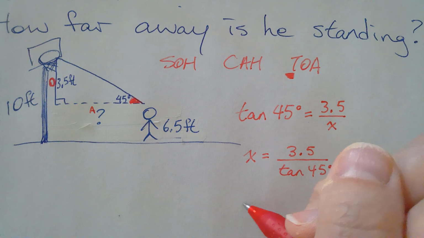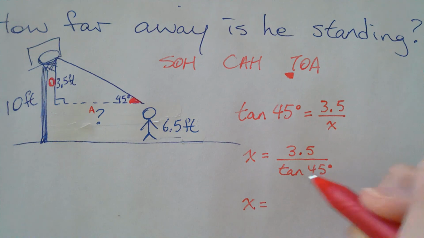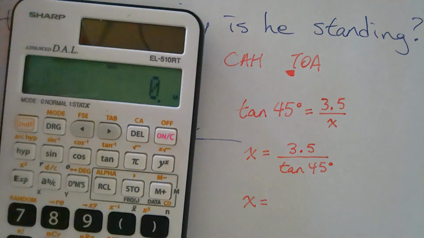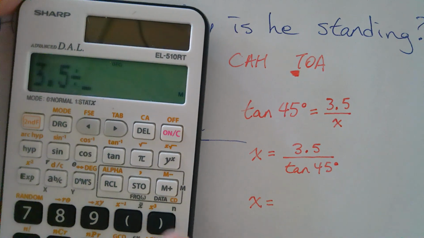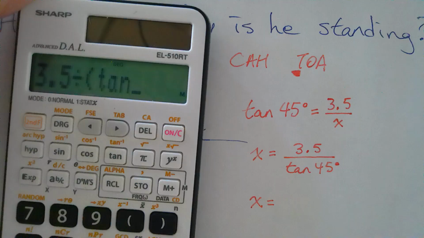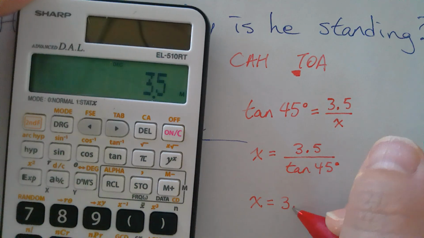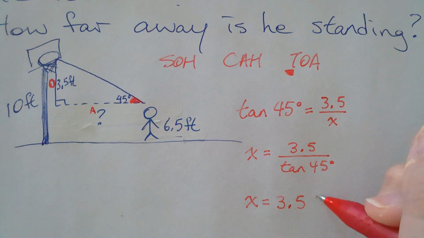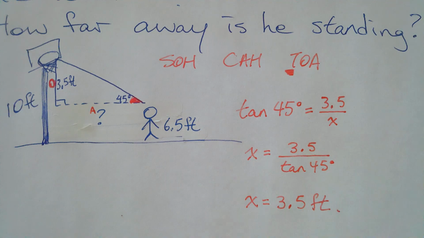You can do it all on your calculator if you want. You can change this to a decimal first and then divide. Up to you. So 3.5 divided by tangent 45 degrees, you get 3.5. What's my unit? Feet. Right. Okay, so what's my therefore statement? Therefore, he is standing 3.5 feet away from the net. Perfect.